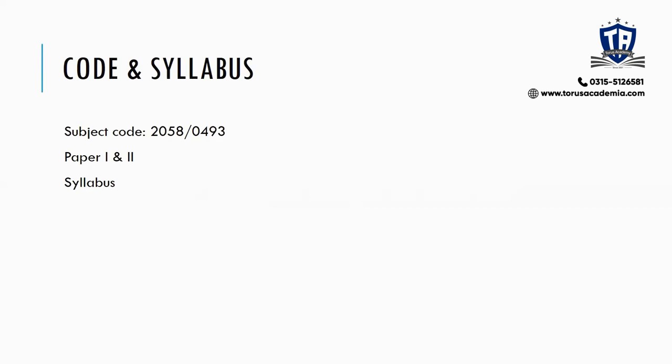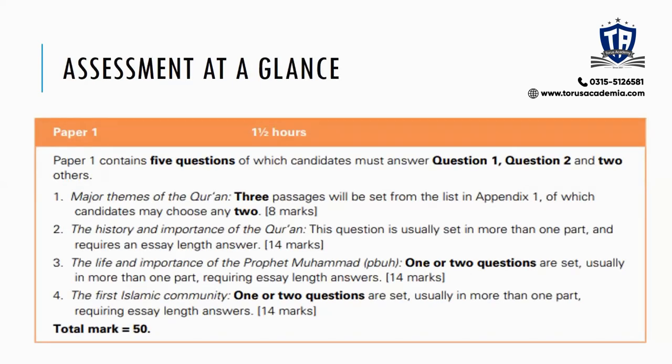So the code of the subject is 2058 for O Levels and 0493 for IGCSE. And this subject is based upon two papers, paper 1 and paper 2. Let's briefly talk about the syllabus. So this is the assessment at a glance. And this is the layout, I just took this image from the syllabus so that you get the exact idea. Paper 1 is 1.5 hours. Similarly, paper 2 is also 1.5 hours.